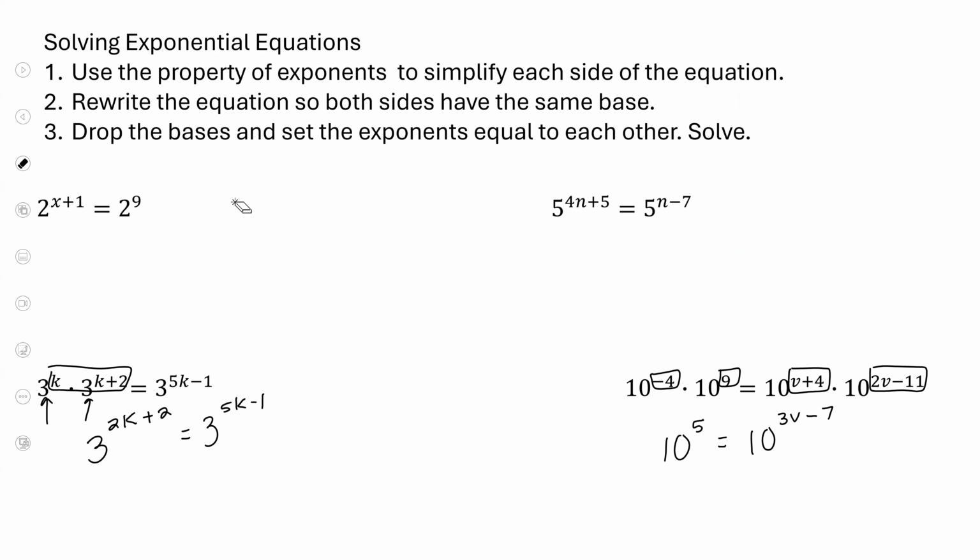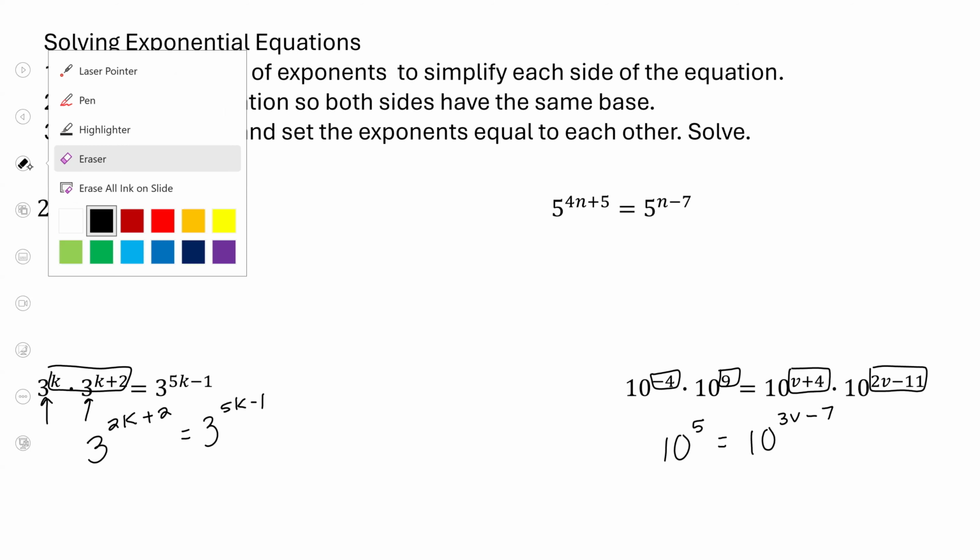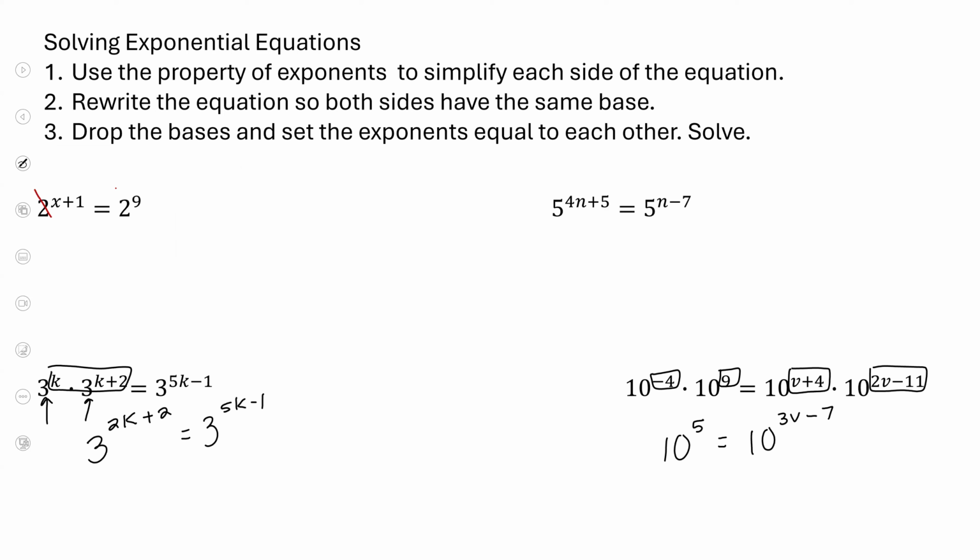Okay, now let's move on to step 2. Rewrite the equation so both sides have the same base. All of these problems have the same base already. I have 10, 10, 5, 5, 2, 2, 3, and 3. So we can skip step 2. We already have the same base. Step 3, drop the bases and set the exponents equal to each other. So cancel out the bases. We're going to set the exponents equal to each other and solve.